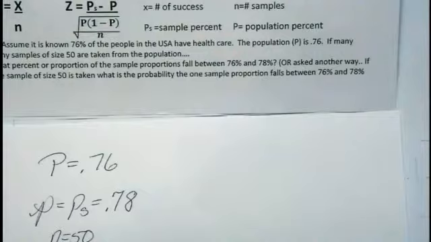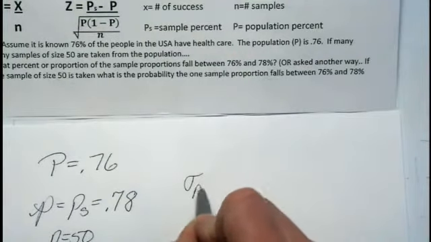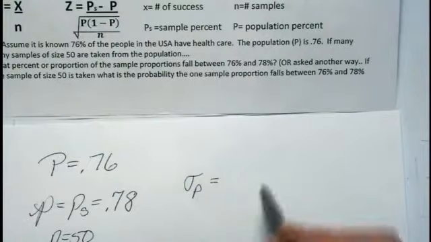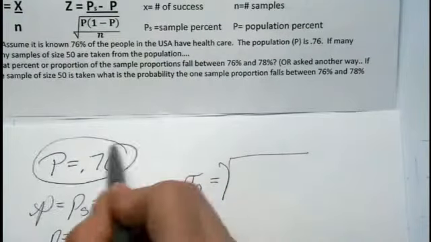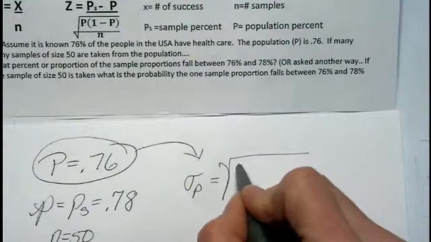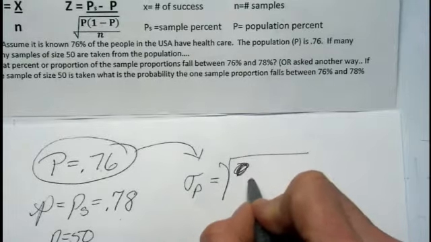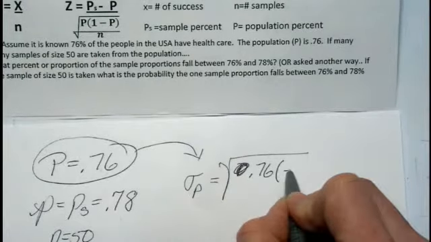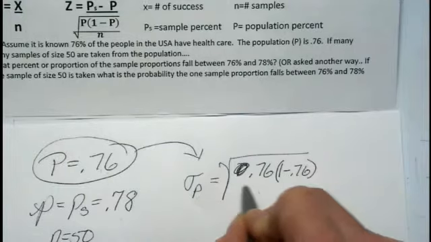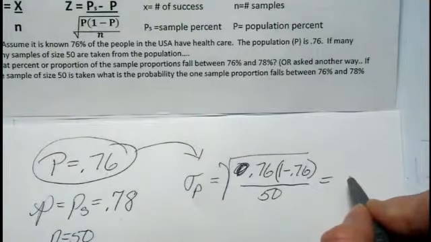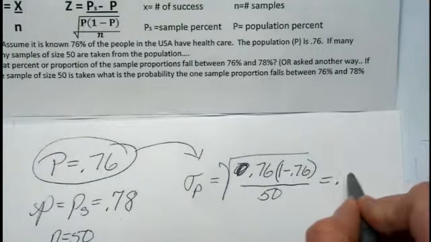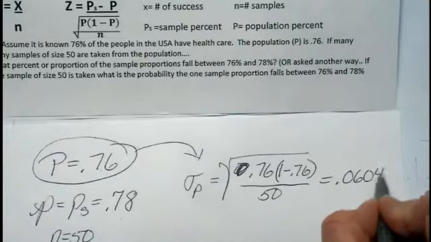Well, the first thing we're going to calculate is the standard error of the proportion. Which of these proportions do we use? We use the population. We use the population in this calculation only. So we have the square root of 0.76 times 1 minus 0.76, divided by 50. So the standard error of the proportion is 0.0604.